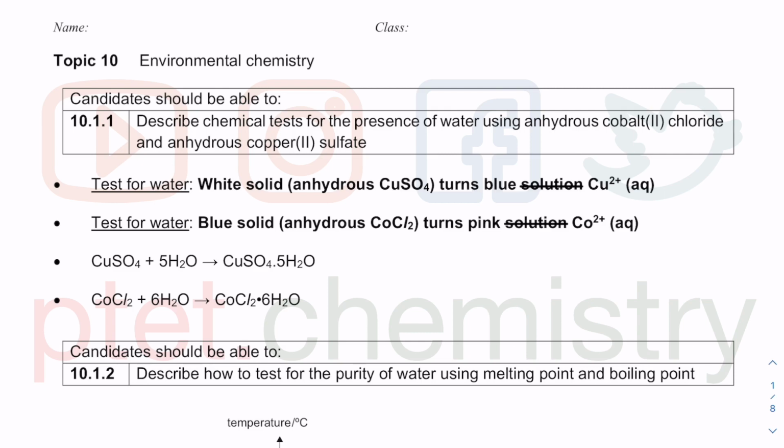In this tutorial video, I'll go through this 5070. This is equivalent to any 14 to 16 years old pure chemistry curriculum that students around the world are doing. This includes the IGCSE or the GCSE level chemistry. This particular topic is on environmental chemistry. It encompasses the chemistry of the air as well as the chemistry of water.